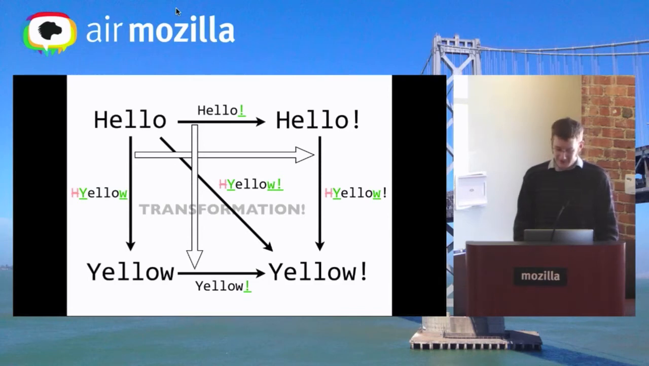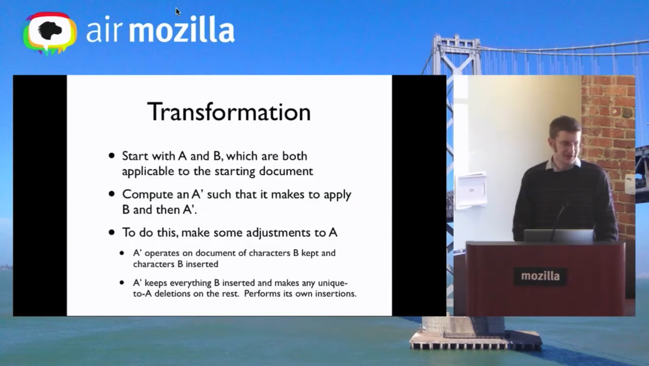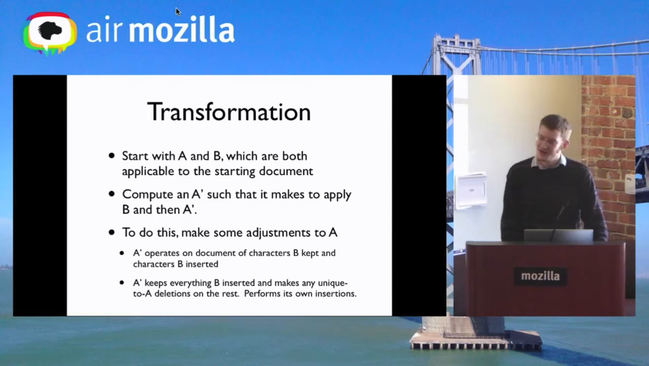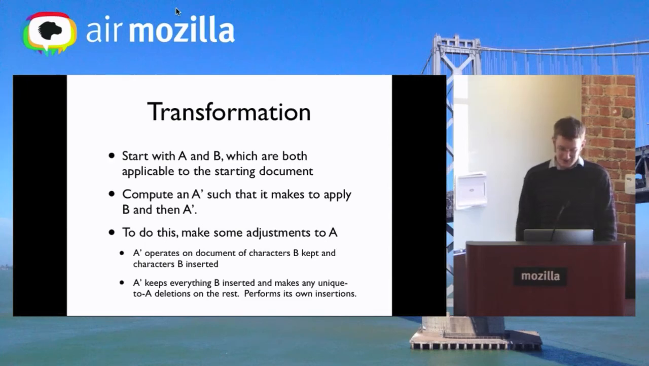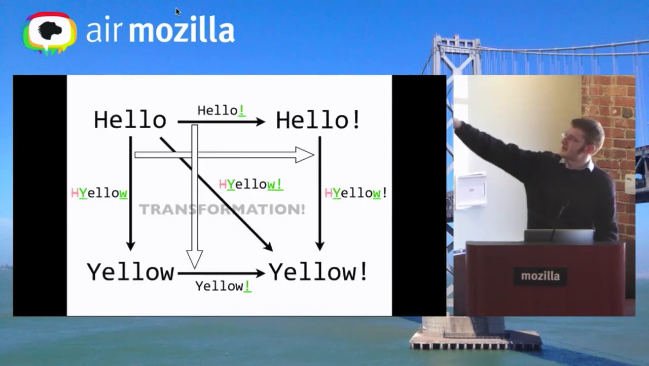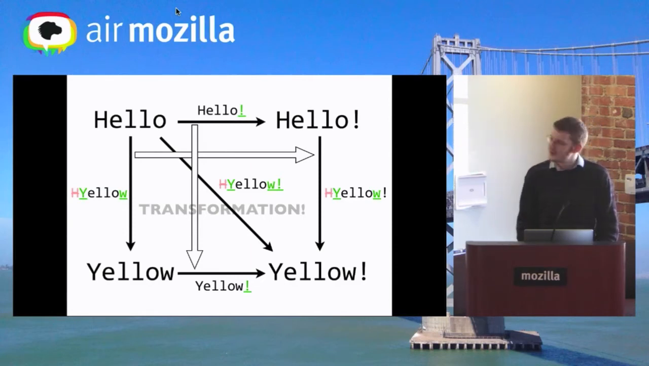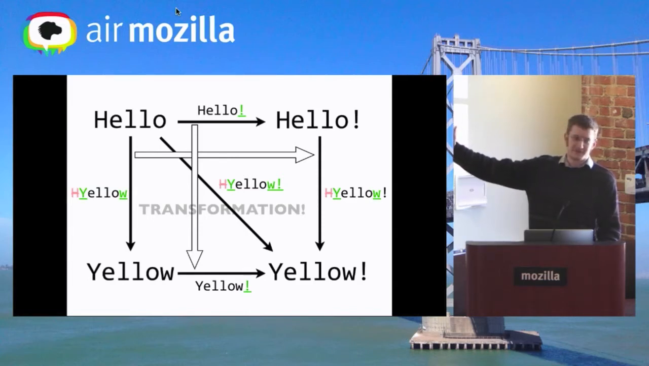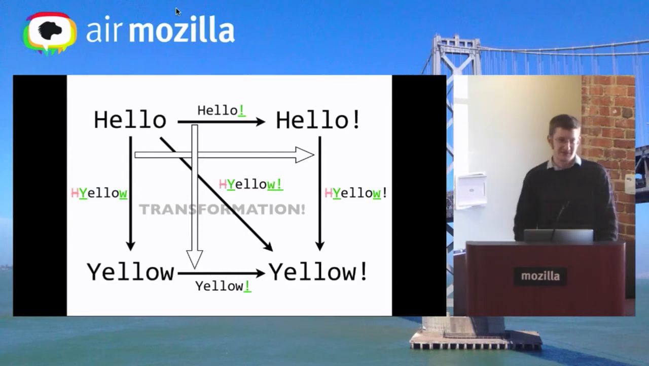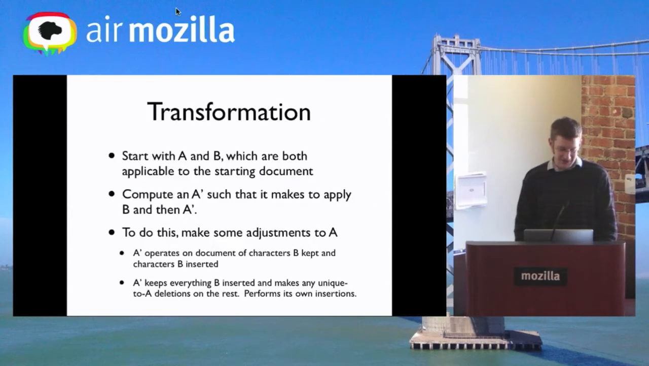So how do we do transformation? I tried to condense this into something that I can say in one slide that should be roughly understandable, maybe even implementable. So you have A and B, which are both applicable to the starting document. Basically, the prerequisite is you have these 2 arrows that both come from the same document, the one going right and the one going down. And the output will be an arrow that starts from the output document of one of those. I always go back to this diagram just to figure out which arrow I'm making at any given time.